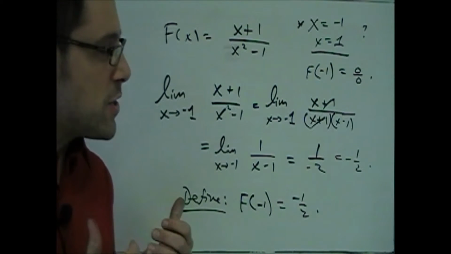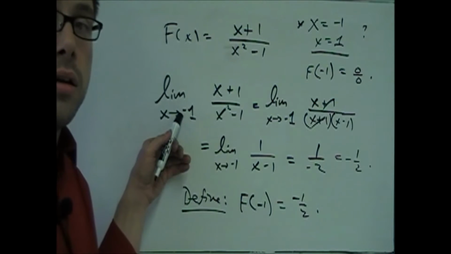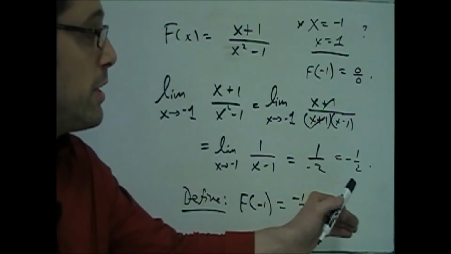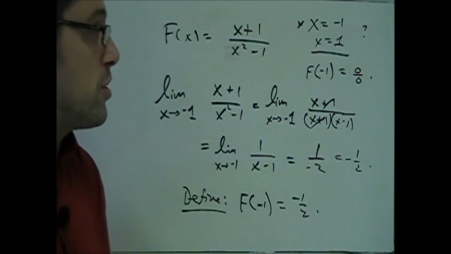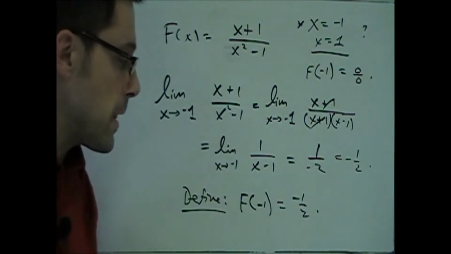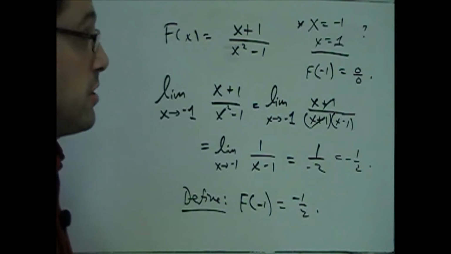Okay? And that's because the discontinuity at -1 was a removable discontinuity. Removable because we saw the limit does exist, although the function is not defined at that point. Okay? It's got a hole in its graph. So then I can just define it this way, and now the function is continuous.